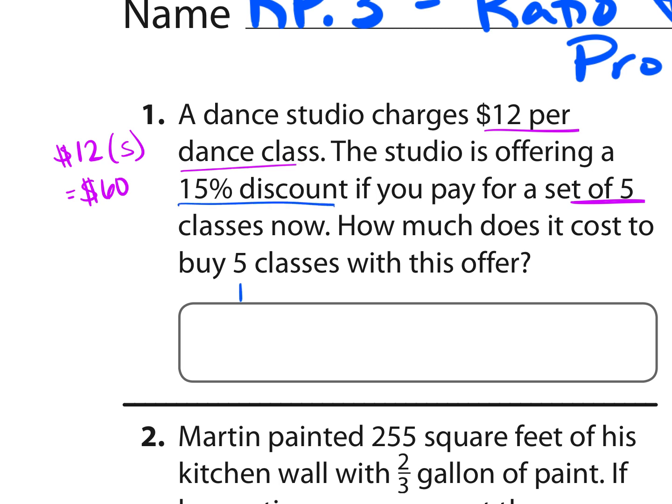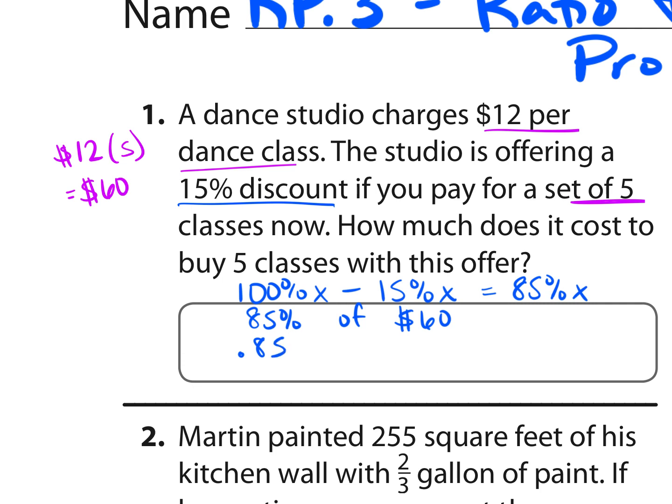So let's think, if you pay 100% of X, and then you subtract 15% of X, then you're talking about 85% of X, which is the dance classes. So 85% of $60 is 0.85 times 60, which comes out to $51.